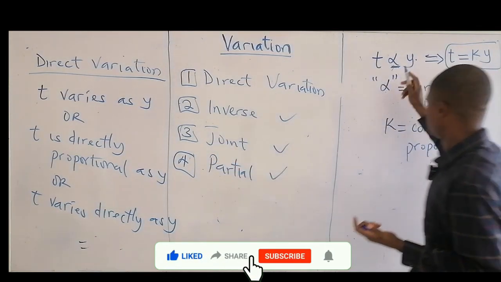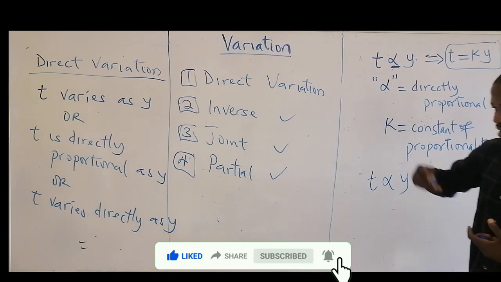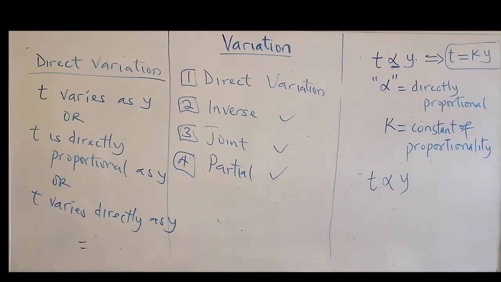So that's that on direct variation. Directly proportional is still the same thing. T is directly proportional to y. T varies as y is the same thing. So that's that on direct variation.